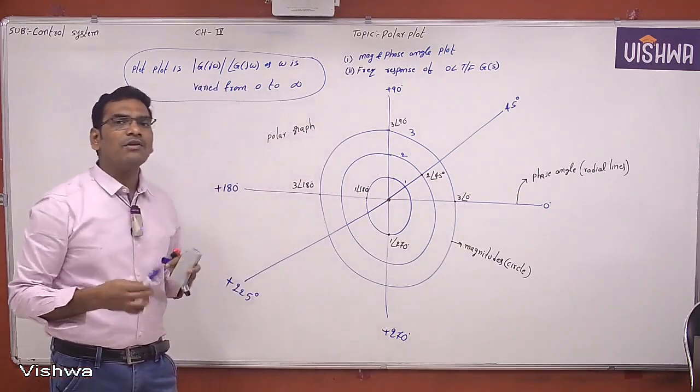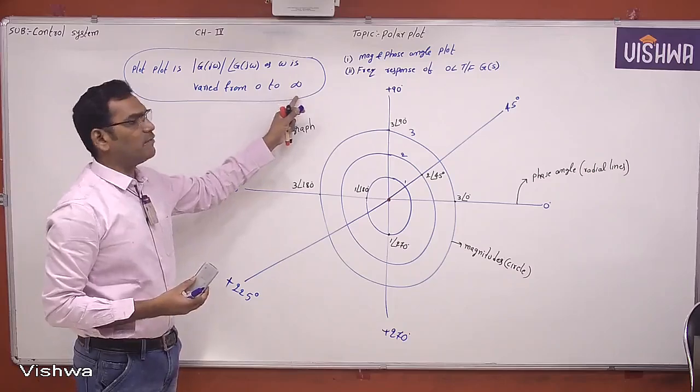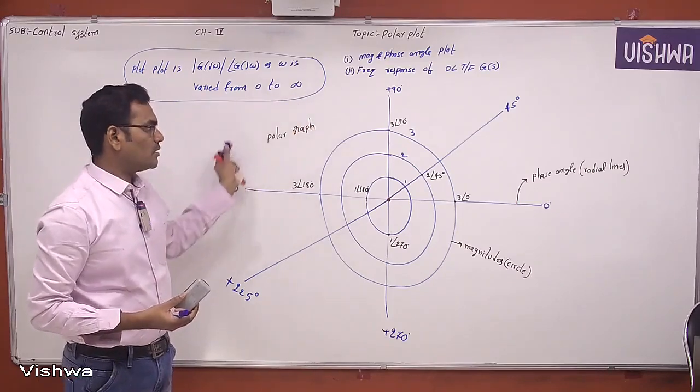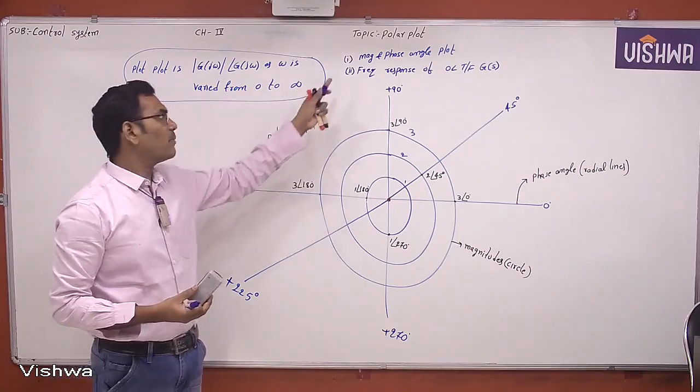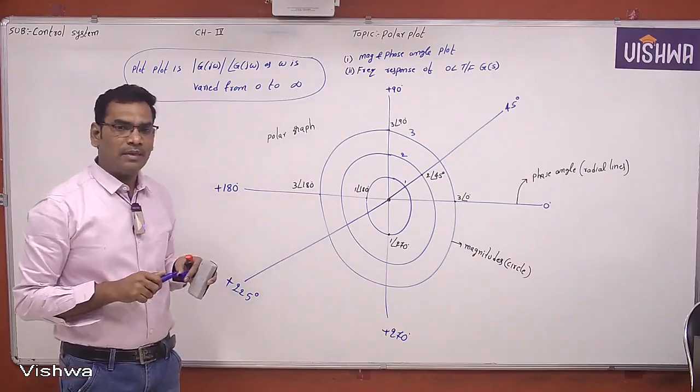We want to draw the polar plot, the magnitude and phase angle as frequency is varied from 0 to infinity. We will try to draw the approximated polar plot. This is the polar sheet, and a polar plot is the magnitude and phase angle, which is the frequency response of the open loop transfer function. First, you note down this.